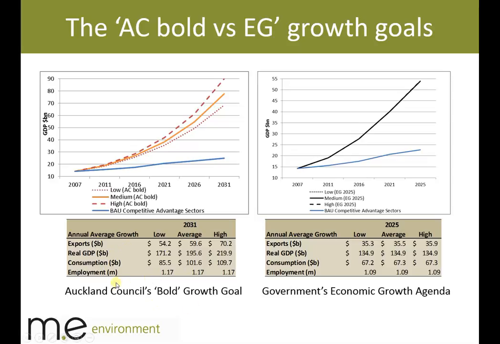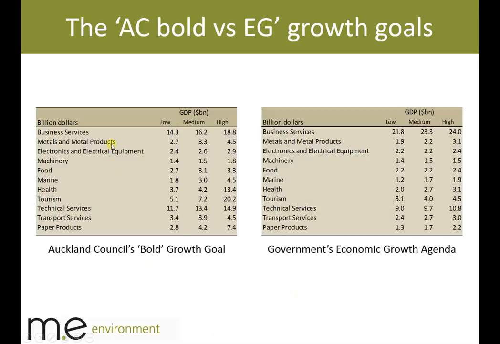This is the Auckland Council's bold growth goal. And here you can see the changes in GDP over time out to 2031. And this is the government's economic growth agenda. Again, it's not as high as the Auckland Council's bold growth goal. And this is what it means in figures. So we're going to change this again.